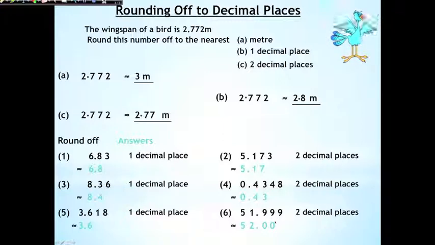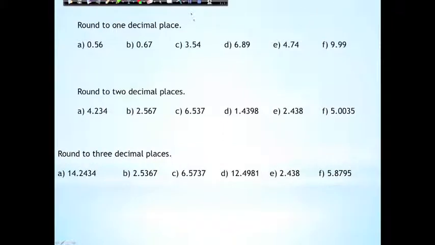Okay, so we're going to just do a bit more practice rounding to 1, 2 and 3 decimal places, because we're going to need this when we are estimating answers. So press pause and try these questions for yourself. Then when you're ready, just press play to get the next set of questions.